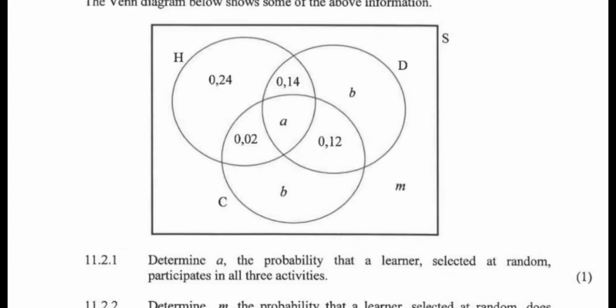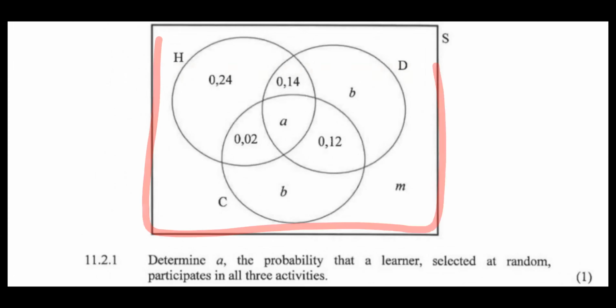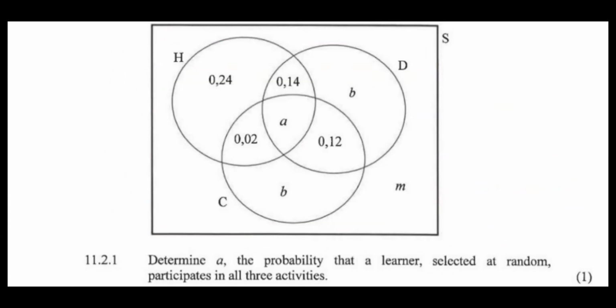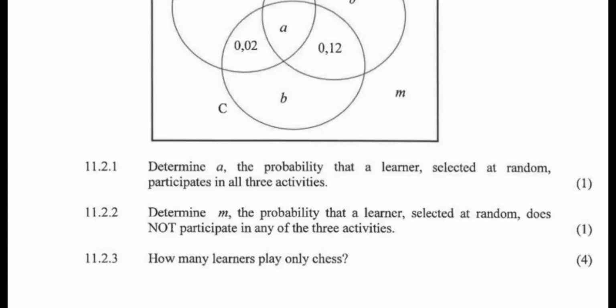So now it means that if you add all of the things in this bracket, including A, B, and M, it should total to 1, which represents 100%. And we know 100% of this population is 150 learners. Okay, now what's the next question? Determine M, the probability, oh, we did that already.